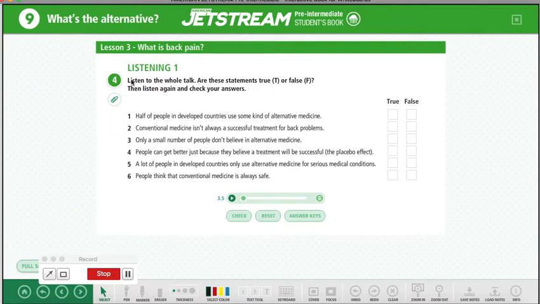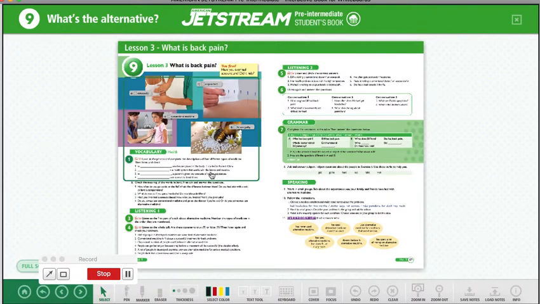Okay, look at this. Here we have listened to the whole talk. So now we are going to listen to the conversation but complete, not only the first part. And then when you listen to it, you will answer if the sentence over here is true or false. Okay, easy. Well, now we have the first page.